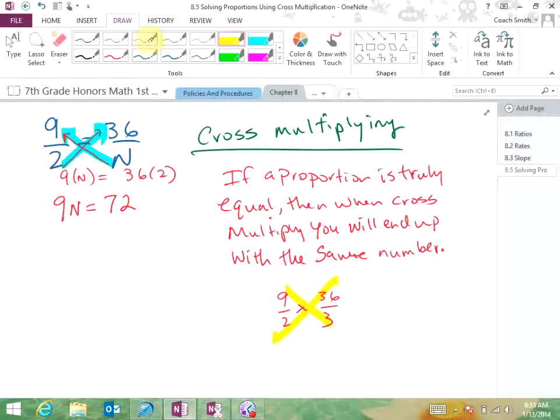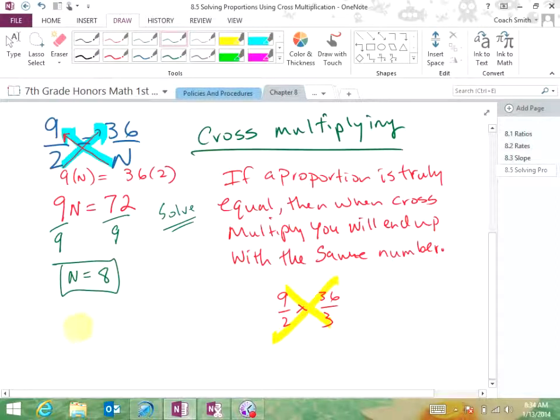Now, we just solved that equation by dividing by 9 on both sides. The reason we divide by 9 is because we're multiplying by 9. We have to get the variable by itself. Remember, that's what it means to solve: to get the variable by itself on one side. When you divide 9 into 72, that gives me 8. So 9 over 2 is equal to 36 over 8.